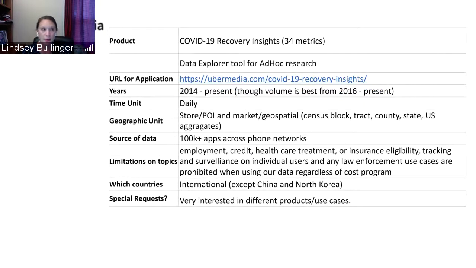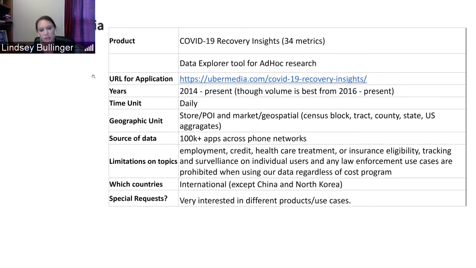There's a third multi-app-based product here, which is Uber Media. Uber Media, I should note, is not free. So this one does have a cost associated with it, and they have all sorts of different packages. So for the different types of data that you might be interested in, they have different price points. They have 34 metrics within their COVID recovery insights data, and there's the link for this data source.